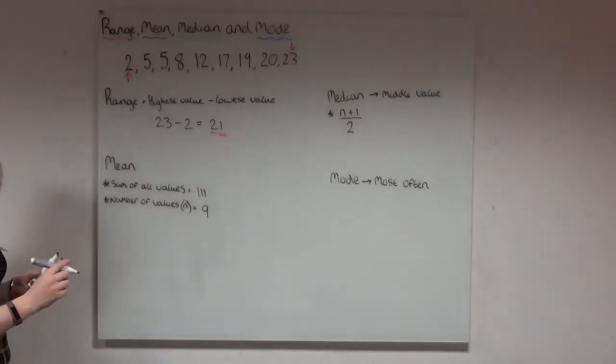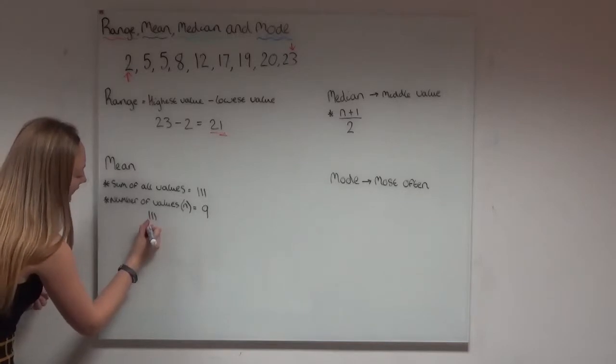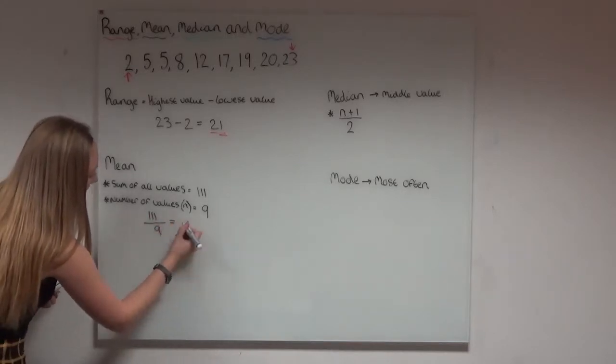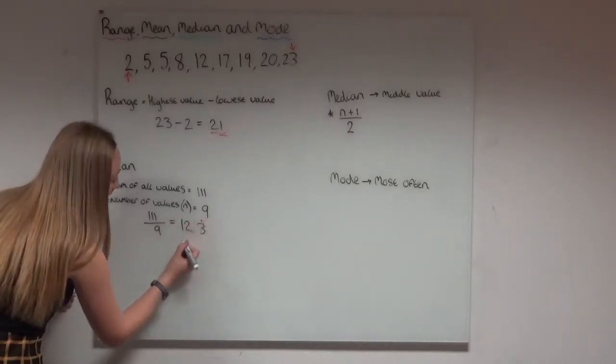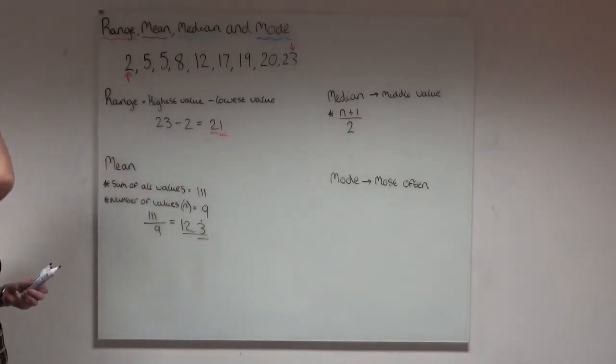Then what we do to find the mean is we simply do the sum of the values, which is 111 in this example, divided by the number of values, which is 9. And when we do this, this gets us a value of 12.3 recurring when we put it into our calculators. So therefore we know that the mean for this set of data is 12.3.